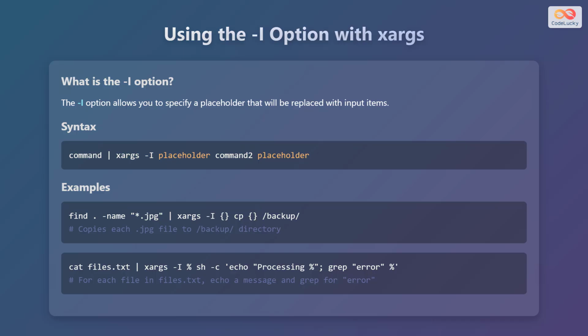In another example, to process each file listed in the files.txt file, echoing a message and searching for the word error, you can use cat files.txt | xargs -i % sh -c 'echo "processing %"; grep "error" %'.